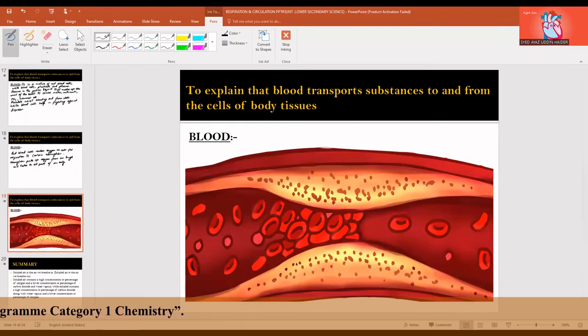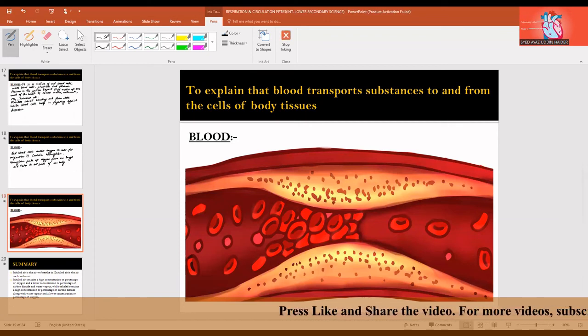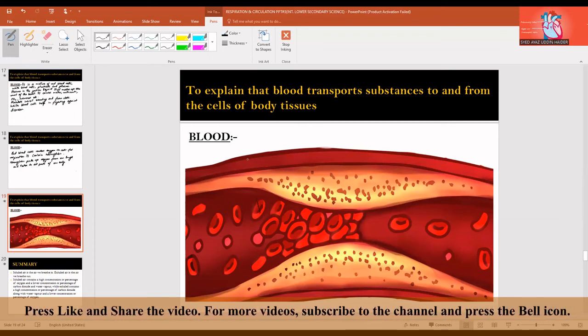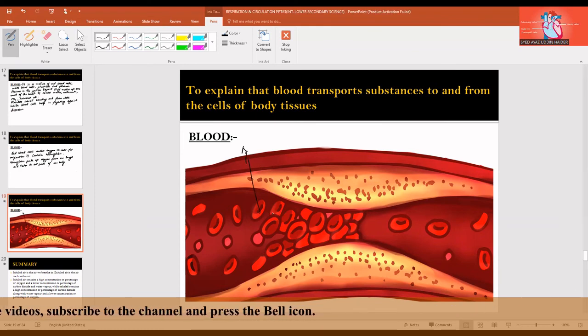Now this is the blood. You can see the red blood cells. These are the red blood cells. These are lots of red blood cells.